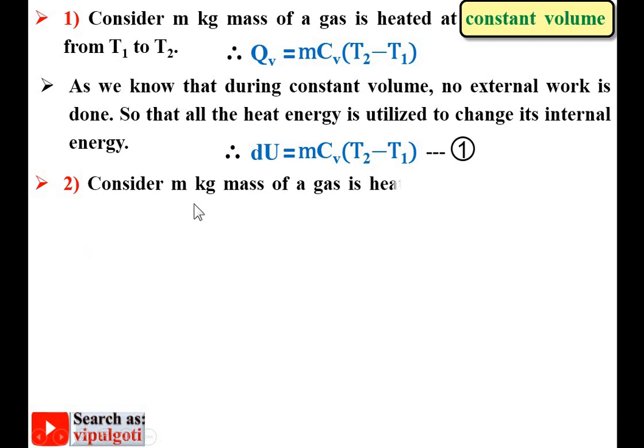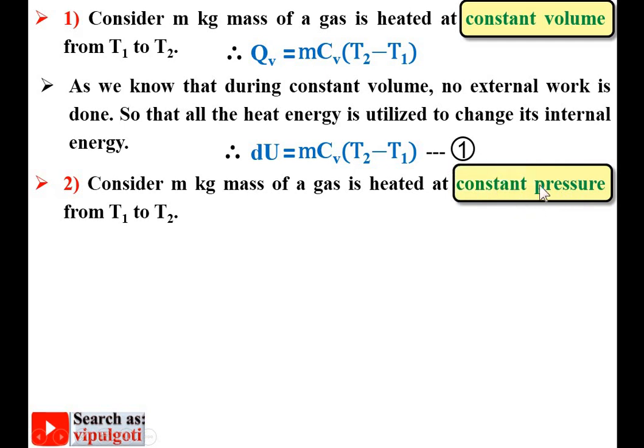Now, the second step. Consider m kg of mass of a gas heated at constant pressure from T1 to T2. I am now considering the constant pressure process, whereas in the first part I considered the constant volume process. For constant pressure, the heat supplied is once again m C delta T, but this C is Cp instead of Cv. Cp is the specific heat at constant pressure. For constant volume it should be Cv, and for constant pressure it should be Cp.